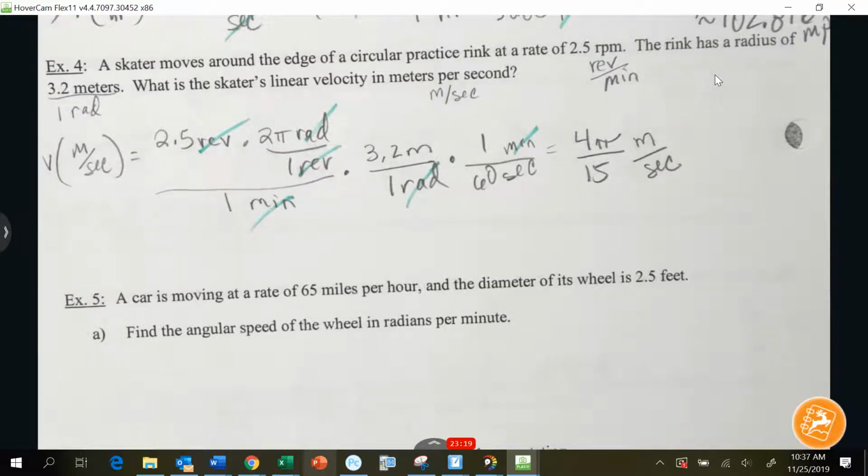Can somebody validate that that is the right answer? They tried it and got the exact same thing. Did you try it, Peter?